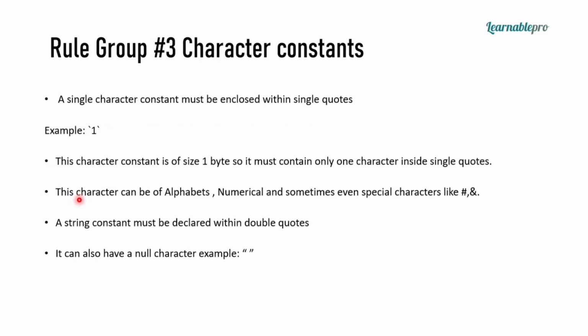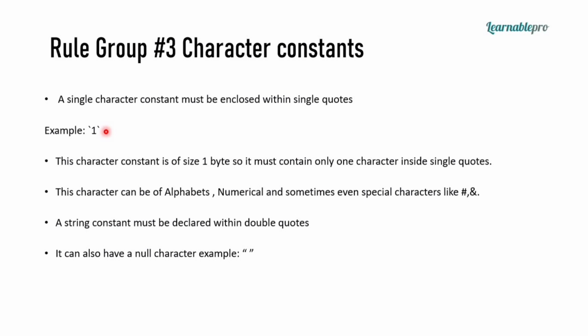Now let's see the rule group number 3, that is second set of constant, character constants. So this is a second different type of constant. So let's see the rules of declaring character constants. A single character contains a single quote. So for example, if we are considering a single character constant, it must be enclosed within a single quote. Example this, or single quote A. So these are some basic examples of the single character constant.